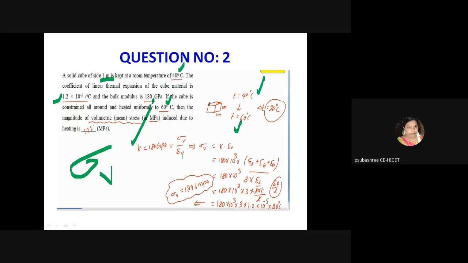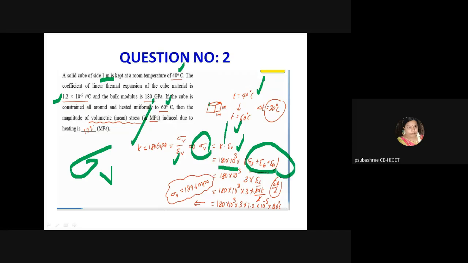Now coming to the solution. The bulk modulus K is equal to sigma V divided by epsilon V. So sigma V is equal to bulk modulus into epsilon V, where sigma V means volumetric stress and epsilon V means volumetric strain. So what is the K value? 180 into 10 power 3 into volumetric strain. Since it is a cube, the volumetric strain is the sum of epsilon length, epsilon breadth and epsilon height.